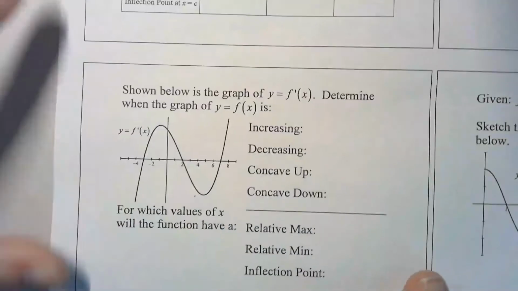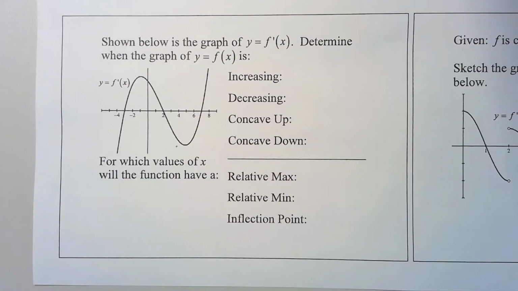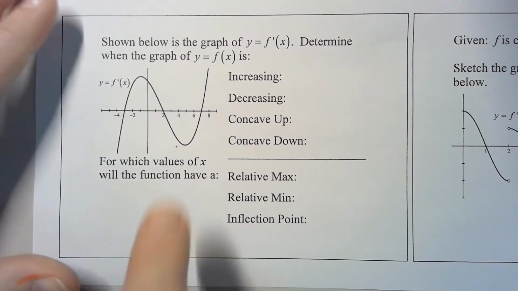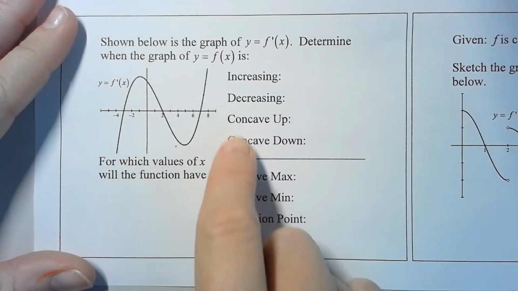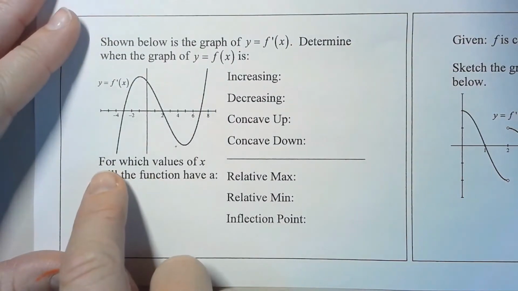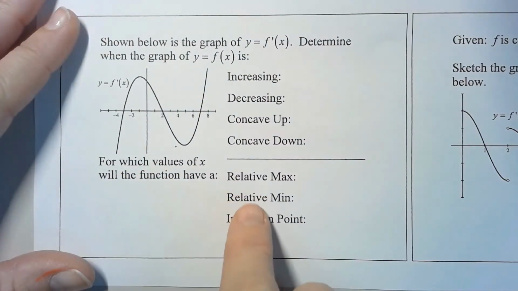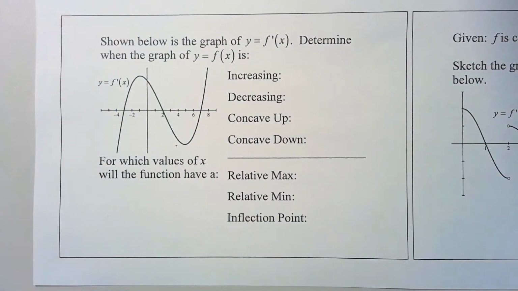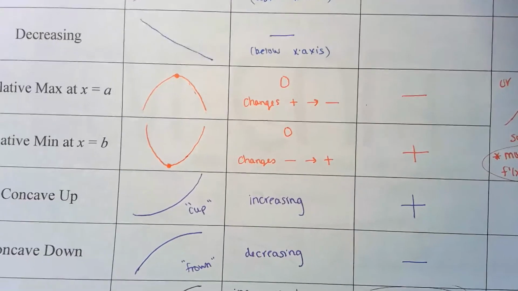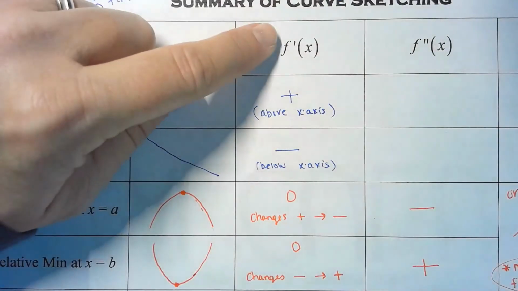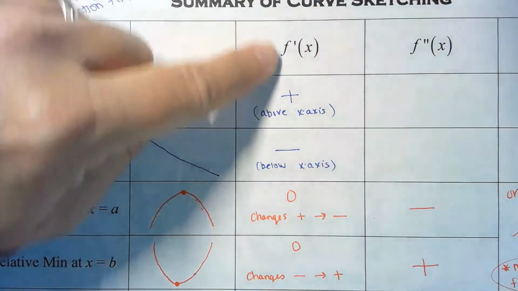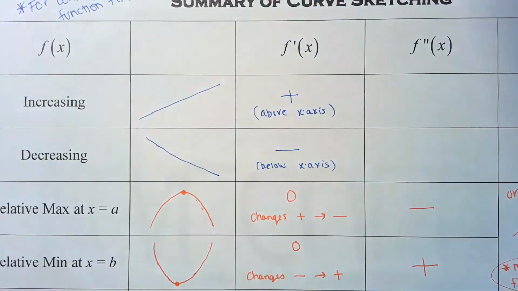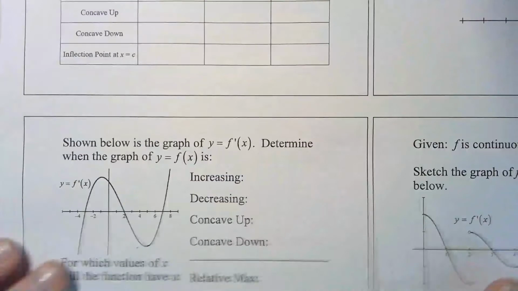All right, let's take a look at this third slide here. Shown below is the graph of f prime of x. We would like to determine when the graph of the original is increasing, decreasing, concave up, and concave down. And then, for which values of x will the function have a max, min, or inflection point? We are going to use our chart that we just made. My camera froze again, but there we go. If they gave me the graph of the first derivative, I'm going to get all of my information from right here.